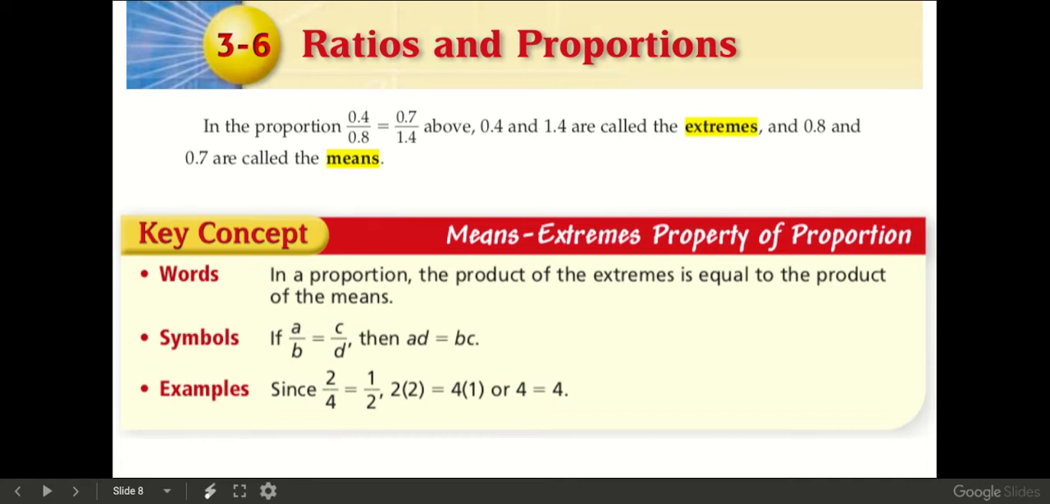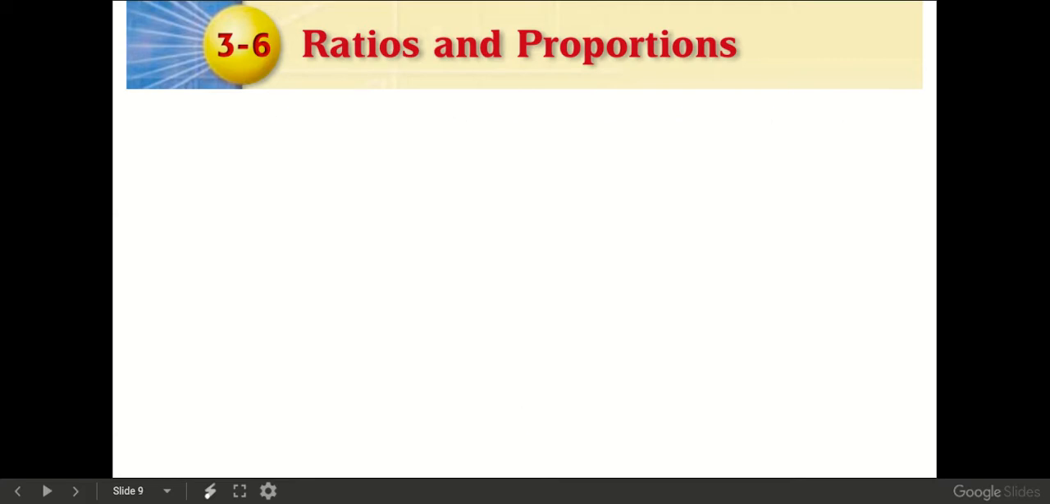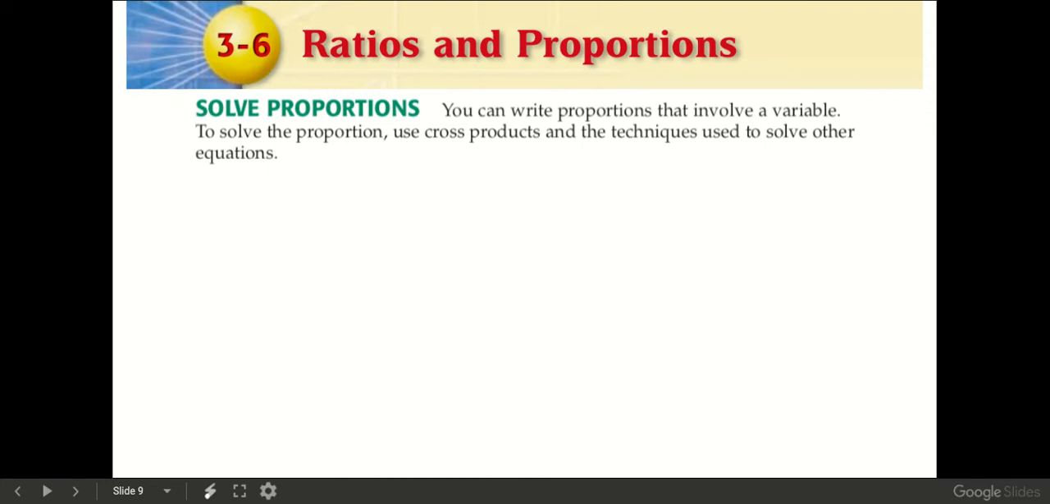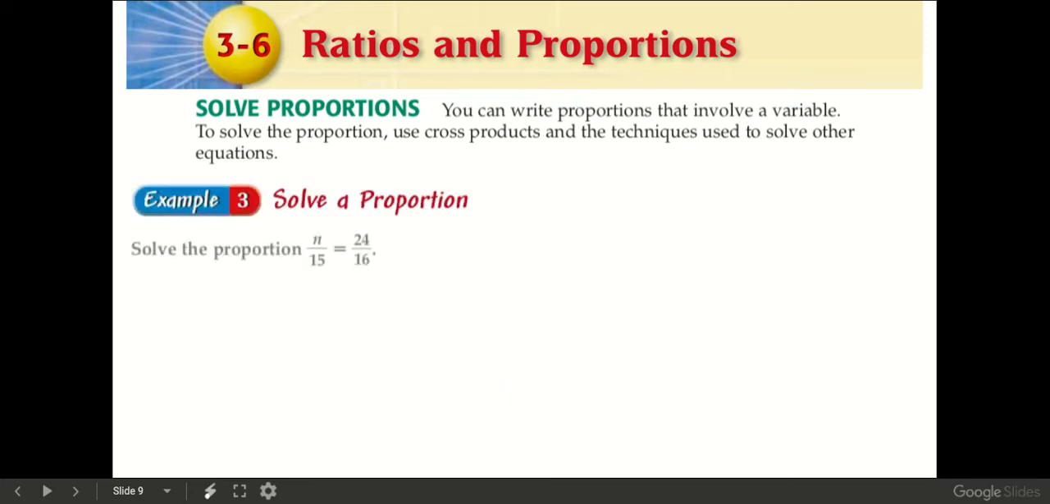The means extreme property of proportion is just showing you that the cross product shows you when they're equal, that they're a proportion. So, solving proportions. You can write proportions that involve a variable to solve proportions using cross products and the techniques used over solving equations that we've previously done. So let's solve this problem here. Here I have n over 15 equals 24 over 16. Again, previously we might have just multiplied both sides by 15 and that will also get us the answer, or we can use the cross product.